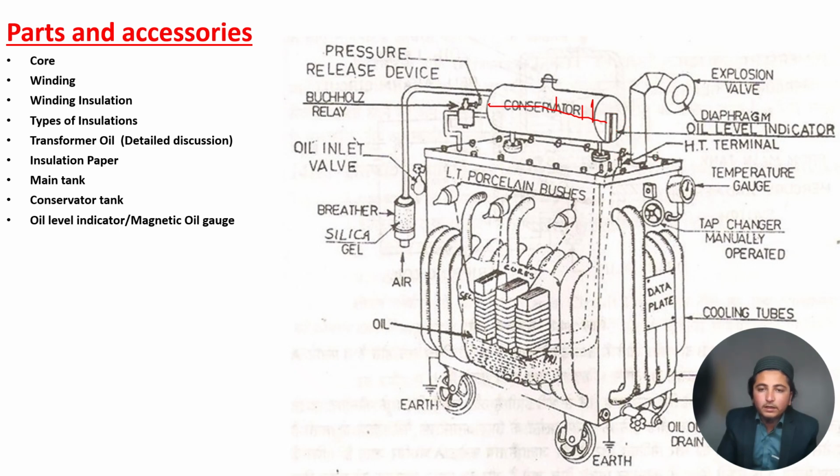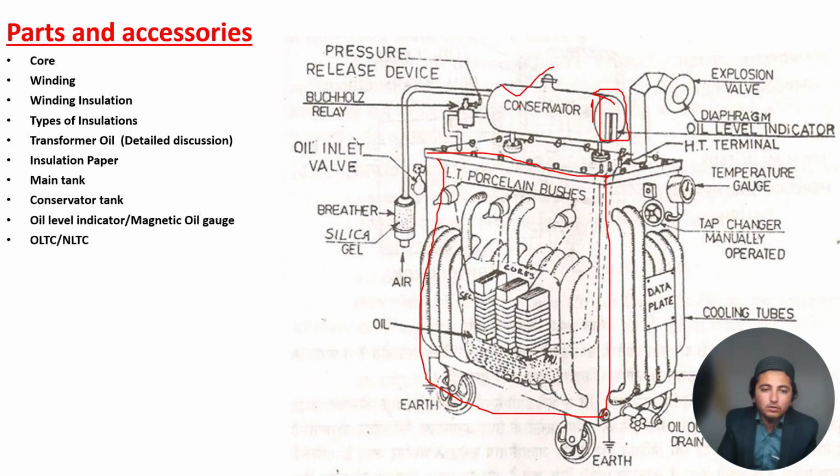Which indicates the level of oil in the conservator tank. If you look here, this is the oil level indicator. This is the oil level indicator. This is the main tank, and this is the conservator tank.